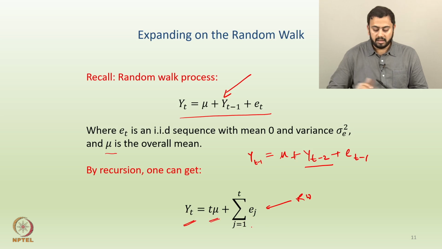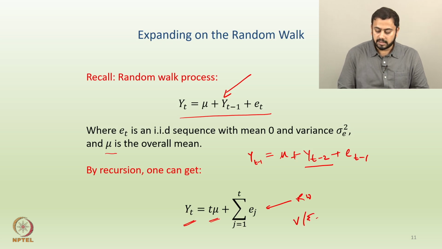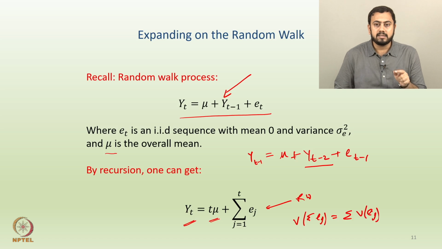Similarly, if you take variances on both sides, on the left-hand side you will have the variance of y_t, and t mu is a constant, so the variance of any constant becomes 0, and then you will have the variance of the summation of e_j. Then you can bring the summation outside and take the variance inside. This would be the summation of the variances of e_j, and remember that each individual variance is equal to sigma squared e.